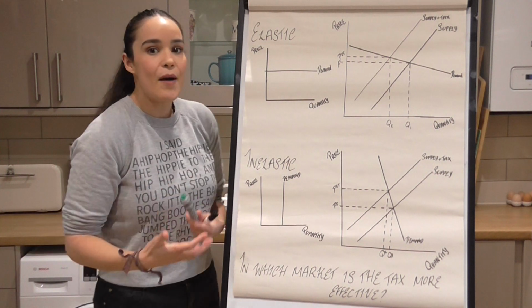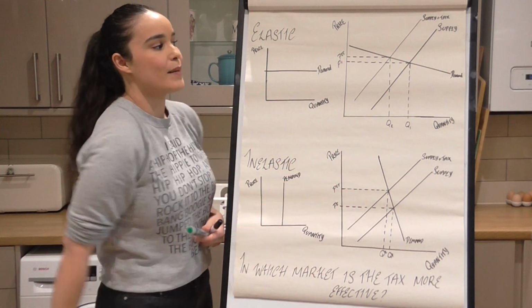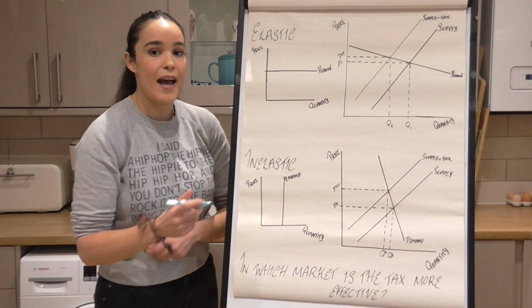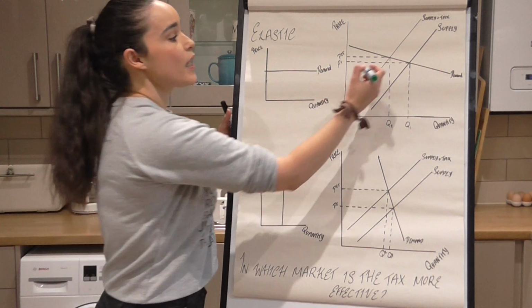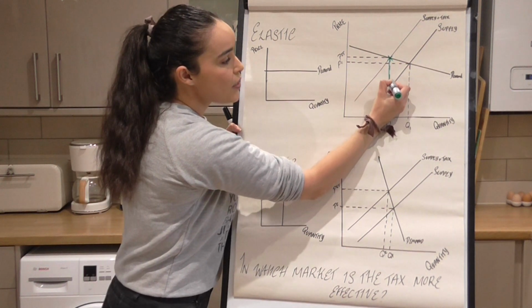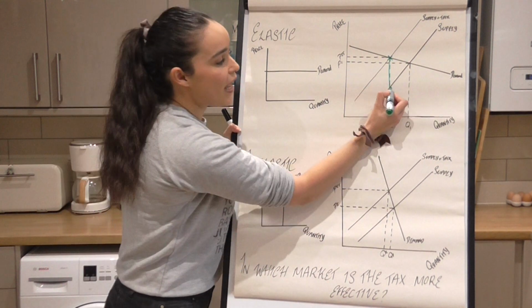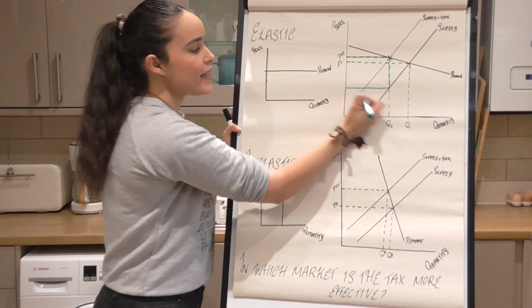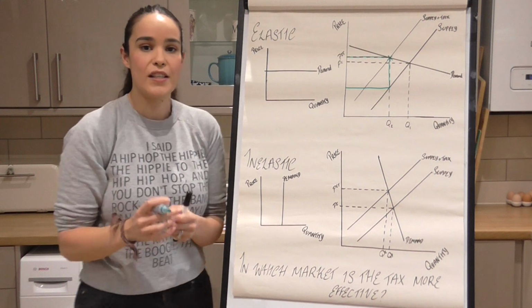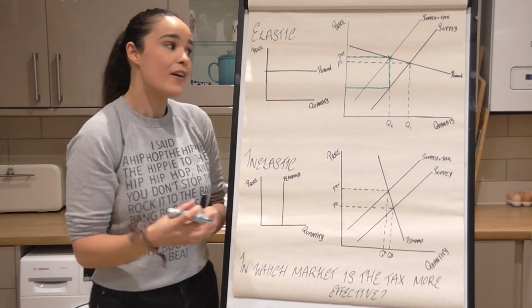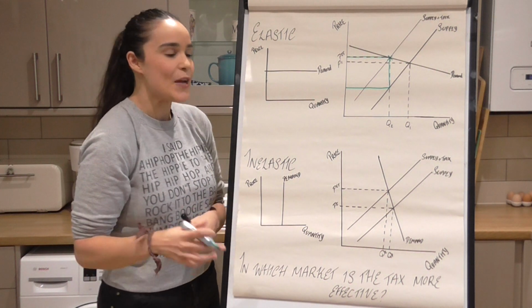So we can see that when we have a look at this diagram right here. So we find the tax the same way that we found the tax all the way through this lesson. We go from the new equilibrium all the way down to the old line, and then we go across. And this rectangle here is the overall burden of the tax. That's the amount of tax that's going to go to government revenue. It's a lot when it's elastic.